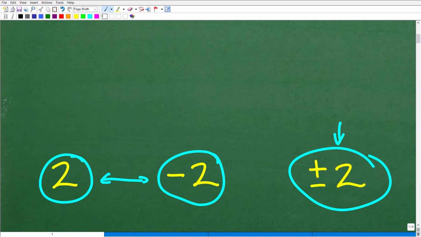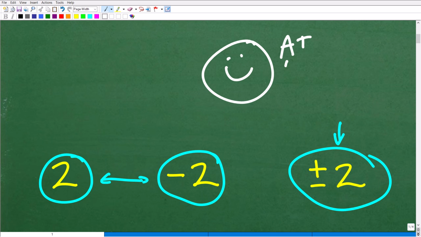But if you got this right, that is fantastic. Matter of fact, let's give you a nice little happy face, an A plus, a 100%, and a few stars so you can tell your friends and family that you know how to solve a basic quadratic equation. And that's what we're dealing with here. We're dealing with quadratic equations.